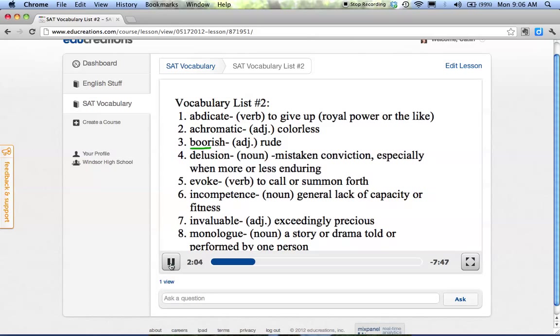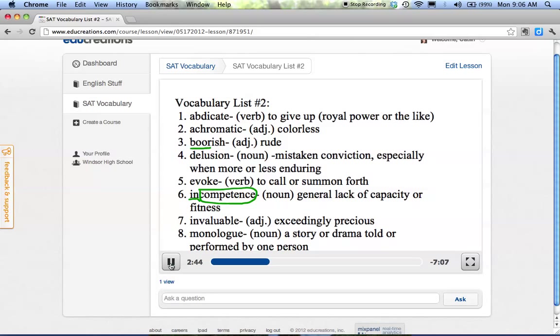6 is incompetence, and oftentimes when you see the IN at the beginning of the word, you know that the second part of the word actually means the opposite. So the word competence means to be very skilled, very knowledgeable, very capable. When you add the prefix IN to the front of competence, it means not capable, not able. So this word actually refers to a general lack of capacity, ability, knowledge, or fitness that's needed to do something.